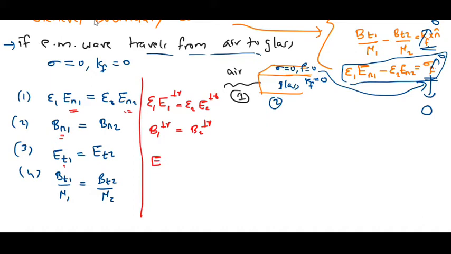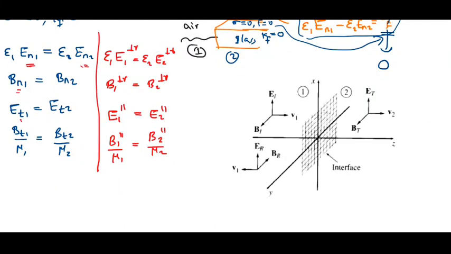Then similarly, E1 parallel, the tangential component, is represented by E parallel, that is equal to E2 parallel. The fourth equation, B1 parallel divided by mu1 is equal to B2 parallel divided by mu2. Both are the same representations. Okay, now what are this parallel and perpendicular component? That I will show you very clearly.